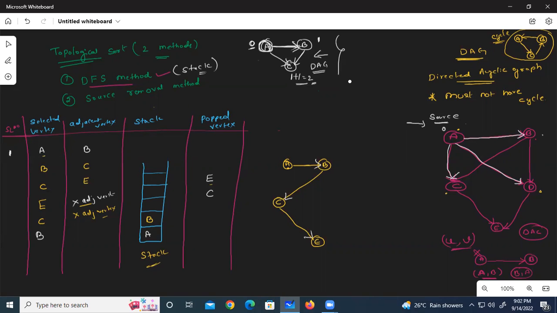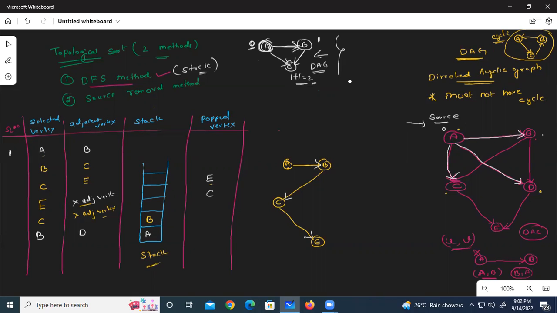Again C to E already visited. Now what is not visited? D is not visited. So from B I am able to go to D, right? That is the reason why I select the adjacent one, that is D. Done. Any problem now? Nothing. Okay.